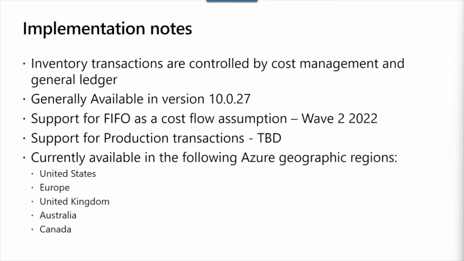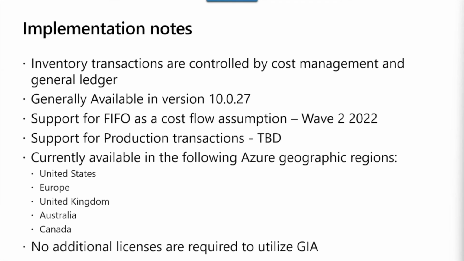And finally, no additional licenses are required in F&O to use GIA, or global inventory accounting. However, do note that it does use Dataverse, so it could have an impact on your Dataverse service limits and capacity. And as I believe was asked and answered, from a performance perspective in D365, because this is done all in Dataverse and it's done asynchronously, we do not anticipate any performance considerations within the ERP. All the processing is done in Dataverse.